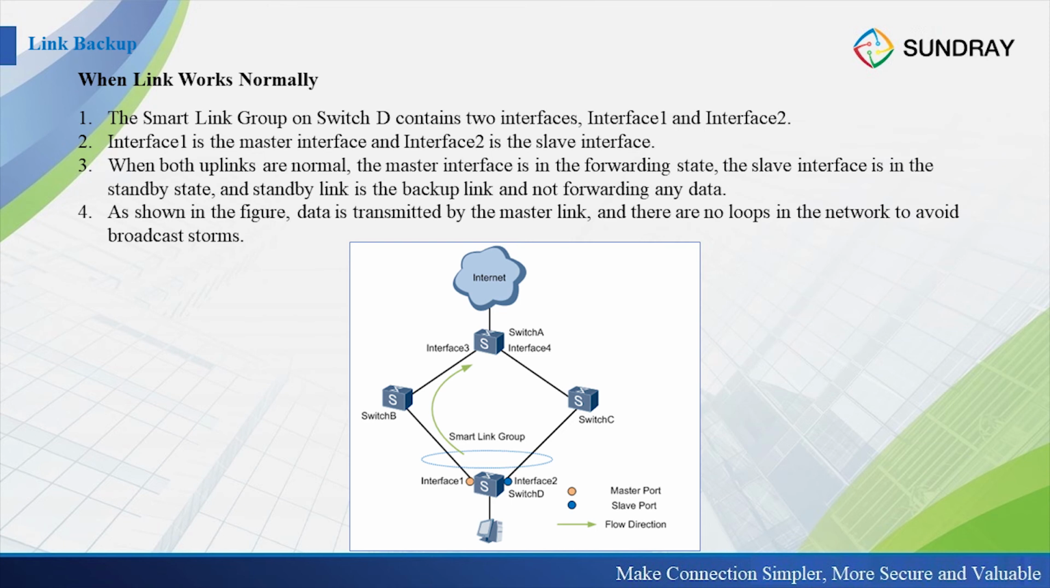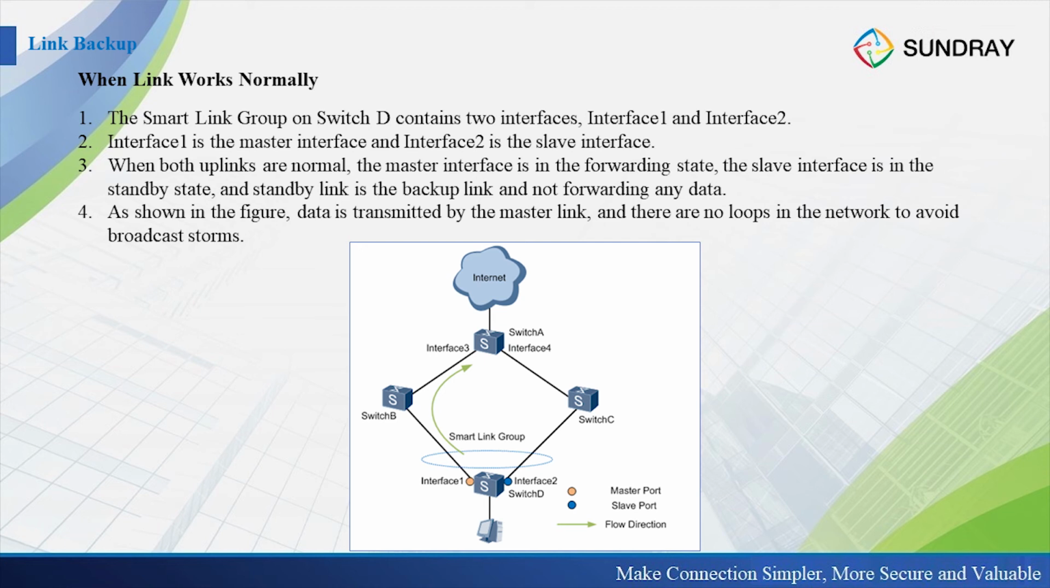Here is an example when the link works normally. As we can see, switch D connects to switch B and switch C, and the user's data can be sent from switch D to switch B and then to switch A. So when the link works normally, the data direction will be from switch D to switch B and to switch A.